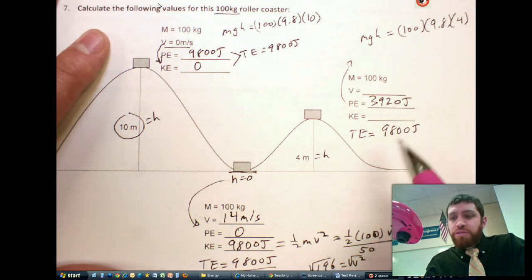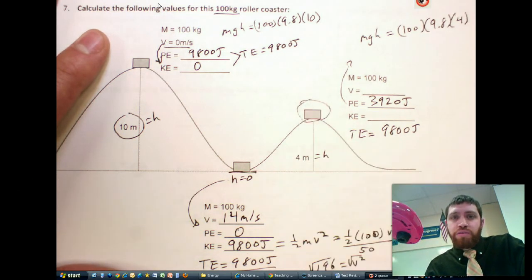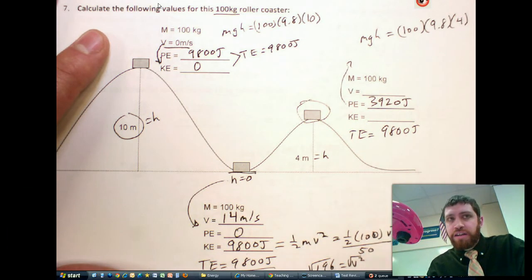3,920 joules. Since this is the potential energy, there's still a lot more energy left from this total energy, and that tells me that at this point this object is still moving, and I hope it is, because it needs to make it over this hill, because there still has to be some kinetic energy here to make up the rest of this 9,800.